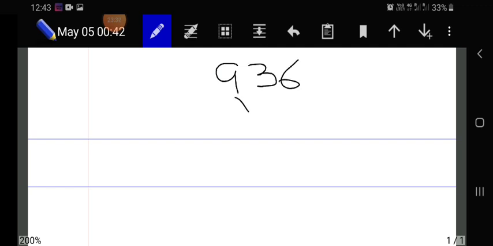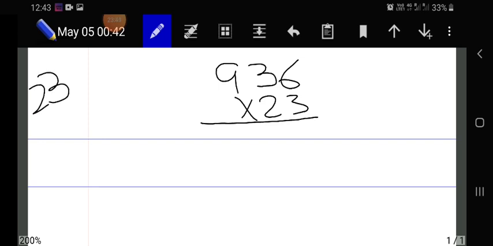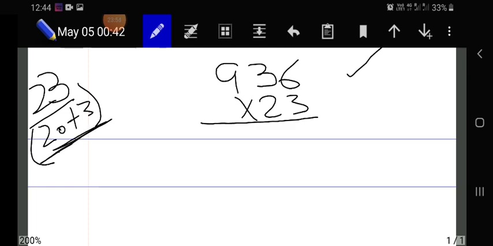936 multiplied by 23. Okay, first of all, we are going to break this 23. If we write 23 in expanded form, it will be 20 plus 3. Okay, same in this sum, we are going to use this method. So first of all, we are using this here.